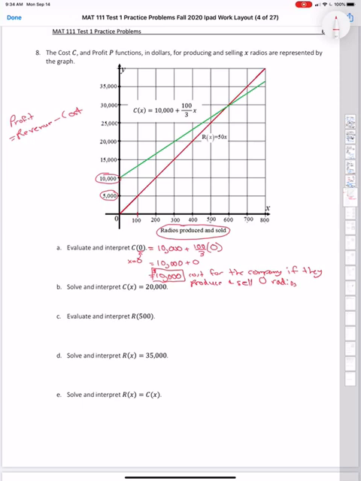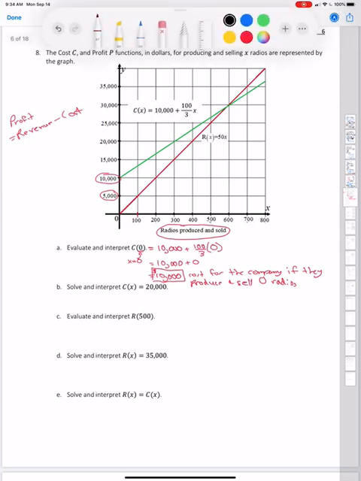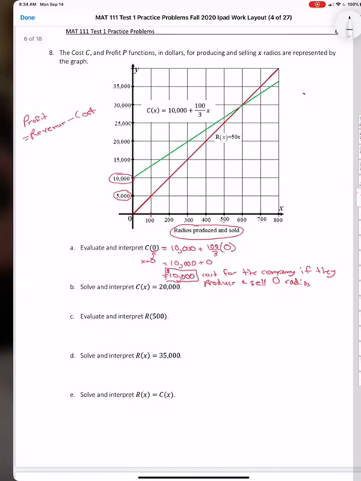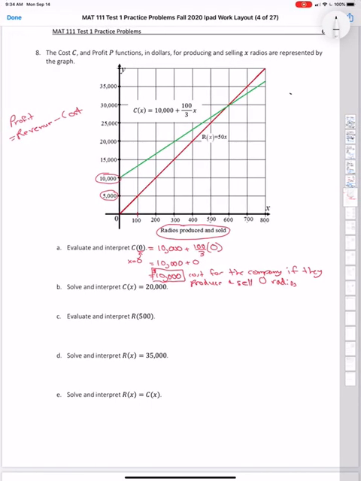Now, as we look at our next example, example B. Example A was a review of evaluating functions, and example B reviews solving a function. So now it wants to know when will cost be $20,000, C of X equal to 20,000. So let's go ahead and write that down. Our cost function, 10,000 plus 100 over 3 X, equals 20,000.